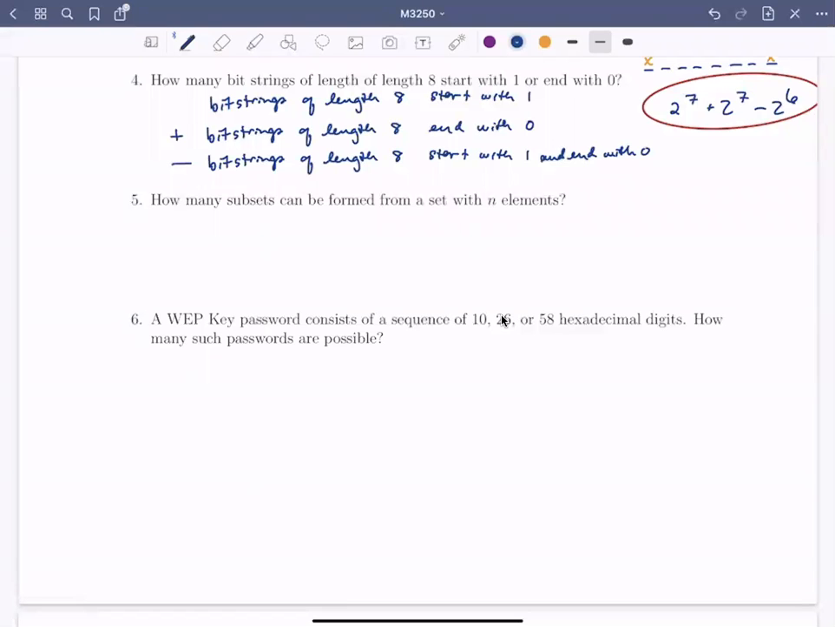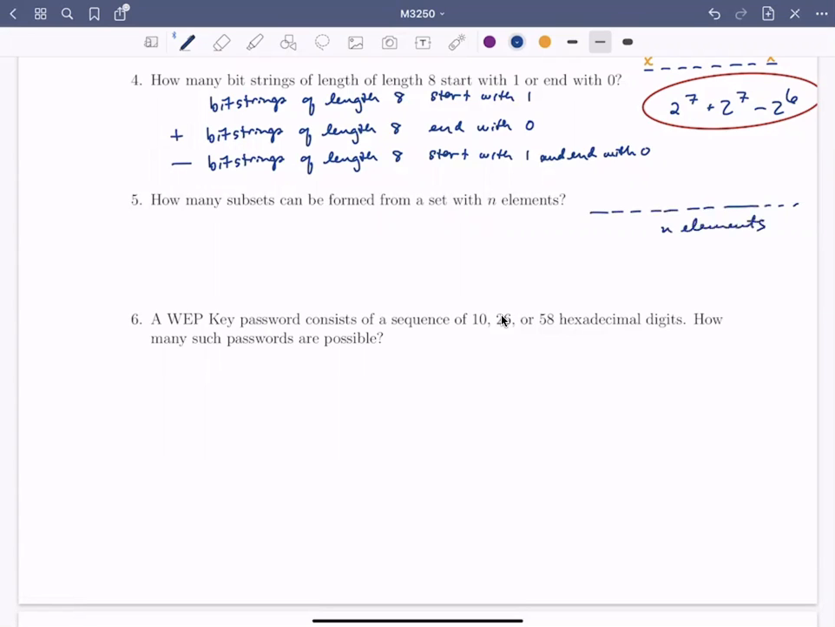So next I want to think about how many subsets we can form from a set with n elements. The way I want to think about this is to imagine that you have a set with n elements in it, say 1 through n, it doesn't really matter what they are. We're going to write down all the elements here. We're going to put them all in a row. So we have n elements.